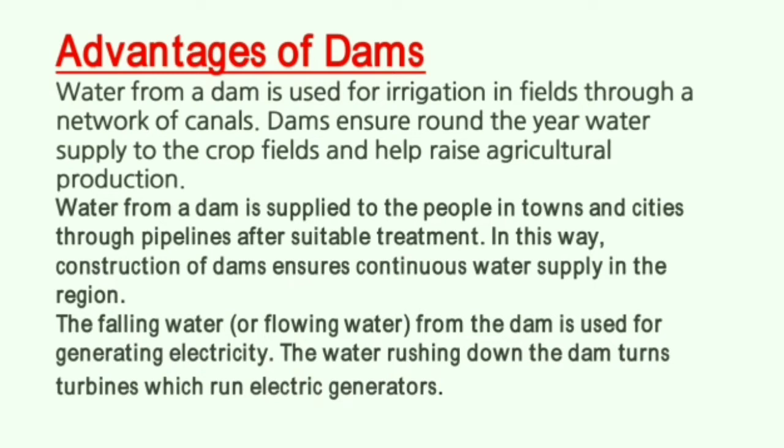Advantages of dam. Water from dam is used for irrigation in fields through a network of canals. Dams ensure round-the-year water supply to the crop fields and help raise agricultural production. Water from dam is supplied to the people in towns and cities through pipelines after suitable treatment. In this way, construction of dams ensures continuous water supply in the region. The falling water or flowing water from the dam is used for generating electricity. The water rushing down the dam turns turbines which run electric generators.